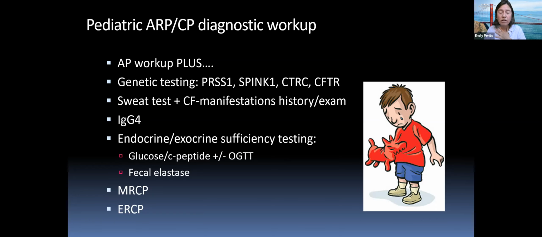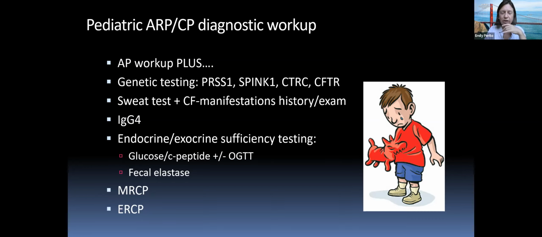At least at our center, we always will do both CF genetic testing as well as a sweat test and a careful history and exam for other manifestations of CF. We have diagnosed a number of kids with CF related disease that did not initially have mutations identified on their genetics. I think this is, particularly in patients that may not be Caucasian or have European ancestry, that the mutations they have related to CF may not be picked up by the routine panels.